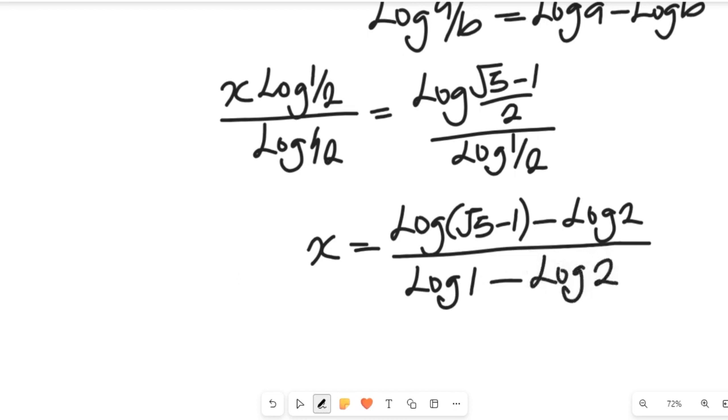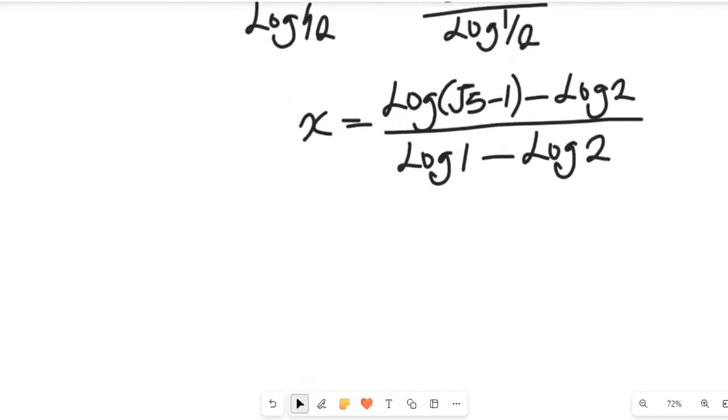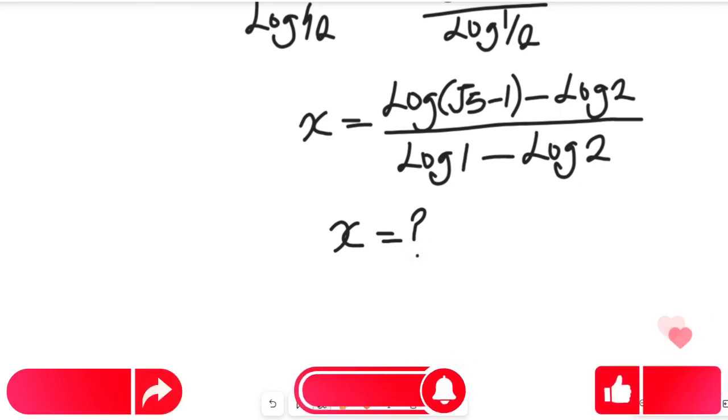So at this point, I want to give you a serious task. I want you to find the value of x when you simplify this. All you need to do is simplify the root of 5 minus 1. The value you get, you find the log of that value, and then find the log of 2. The log of 1 will definitely give you 0. So if you simplify it, get your solution, and be sure to drop your solution in the comment section. And I will be so glad to engage with you from there.